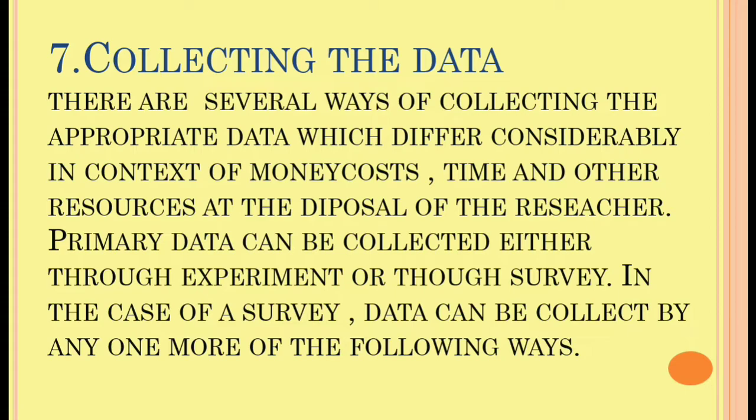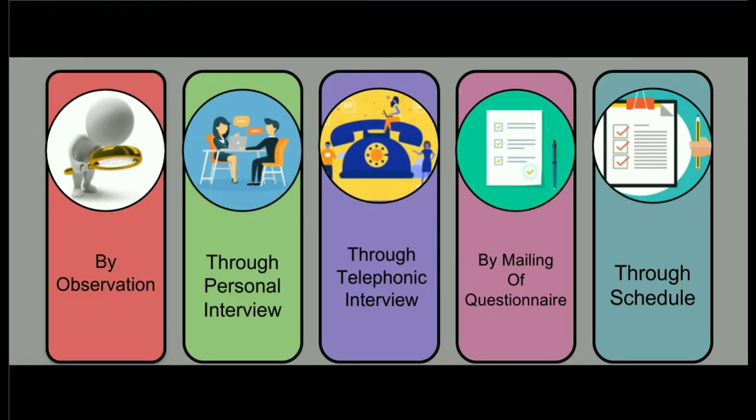Secondary data, on the other hand, are data that have been collected by someone else for another purpose. The researcher has to decide which source of data to use for the research. There are various methods of collecting the data: by observation, through personal interview, through telephone interview, by mailing questionnaires, and through schedules.